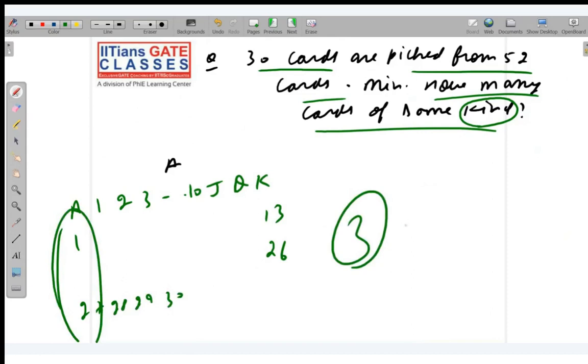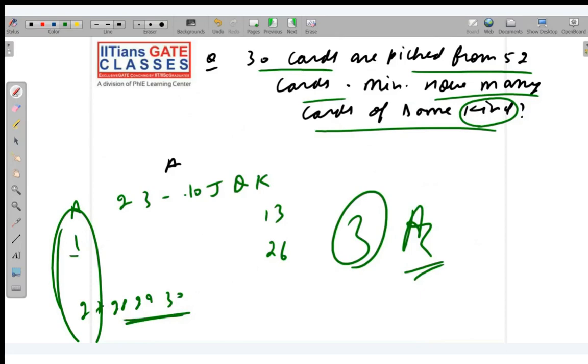Any doubt? Yes, sir. Okay, sorry. So finally 3 is the answer. 30 cards are picked from 52 cards. Sir, minimum, why 4? Why not 4? Because the cards from the in-between lines will also come, sir. So, no, not 4.